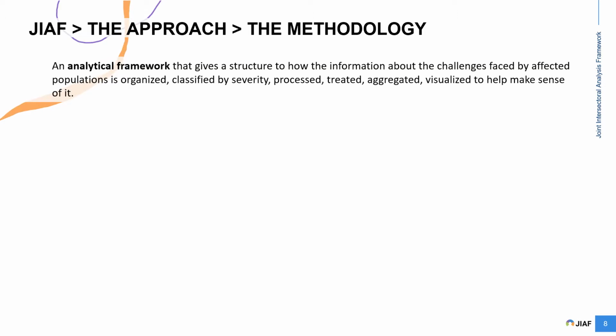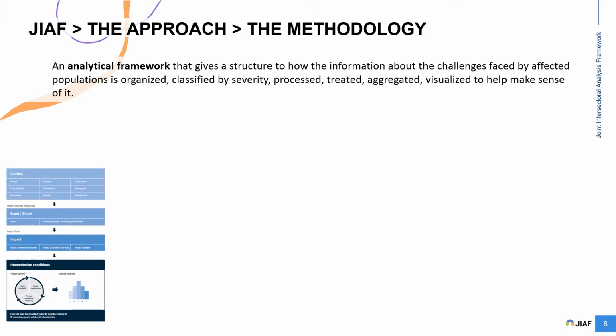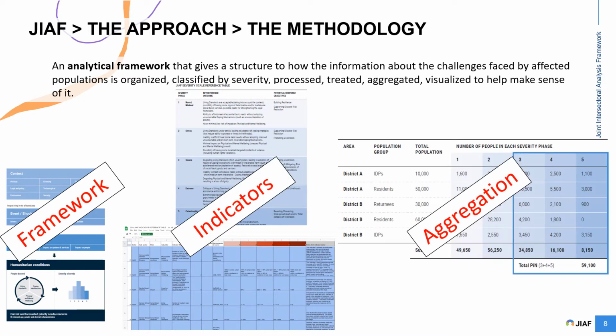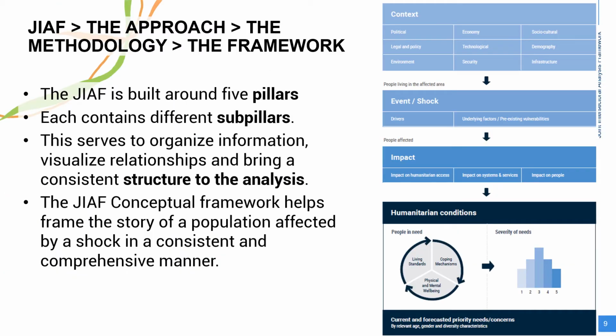Indicators and severity are a part of the bigger JIAF methodology, which is composed of a framework that gives structure to how the information about the challenges faced by the affected population is organized. Using indicators, each of those indicators is thresholded using the JIAF severity scale, and then processed, treated, and aggregated to visualize and help make sense of the data. Let's start with the framework.